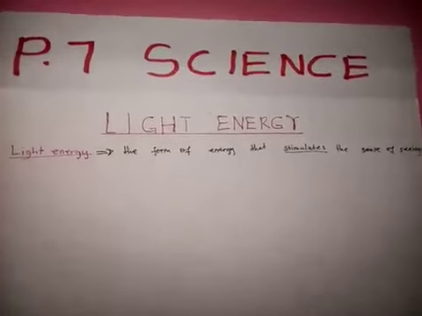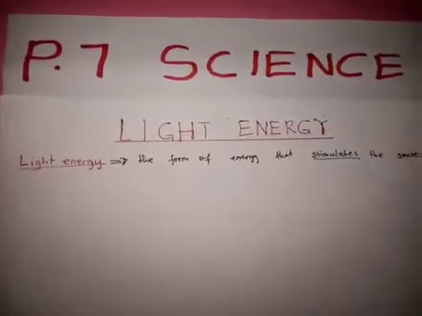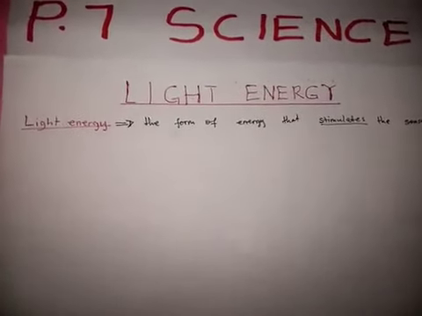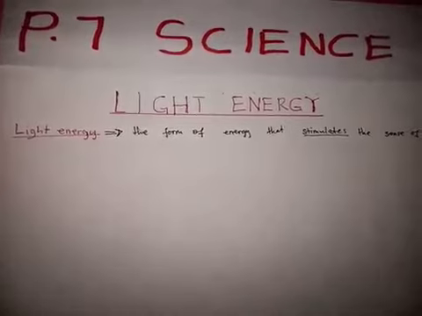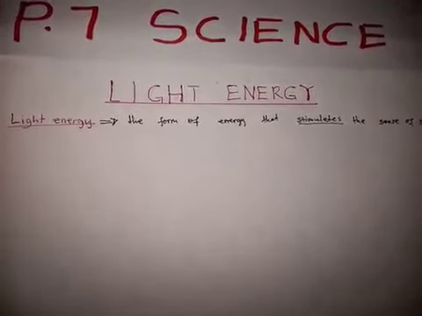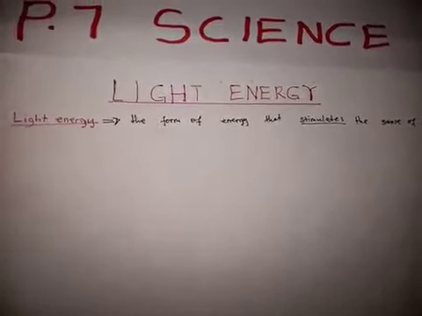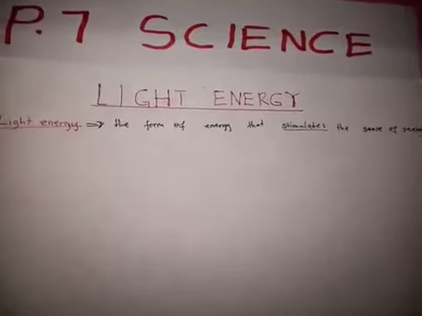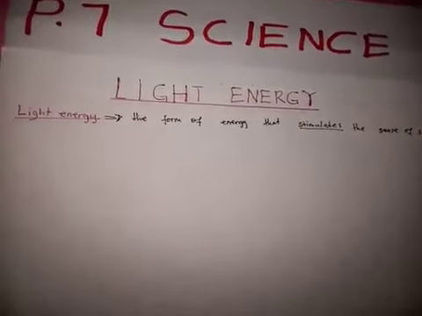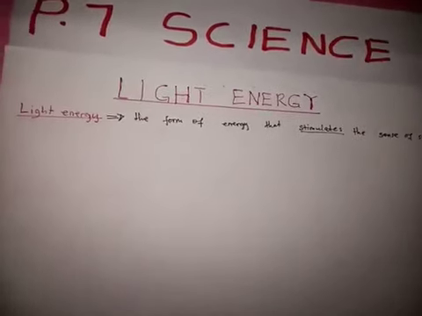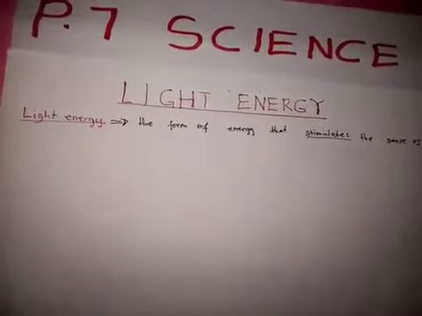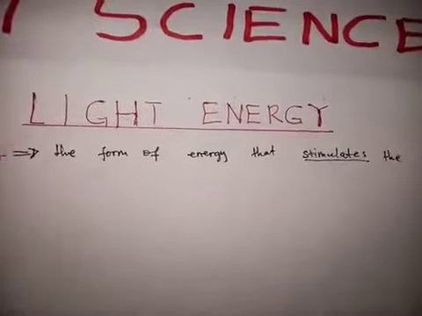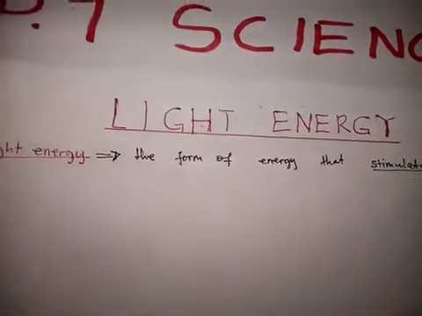Dear learners, we are back in the classroom. We are in P7 Science and the topic is light energy. Remember, in the previous topics and classes, we said that energy is the ability to do work, and we talked about different forms of energy: kinetic energy, potential energy, chemical energy, heat energy, sound energy, electrical energy, and so on. So for now, we are on light energy. So let's talk about it.